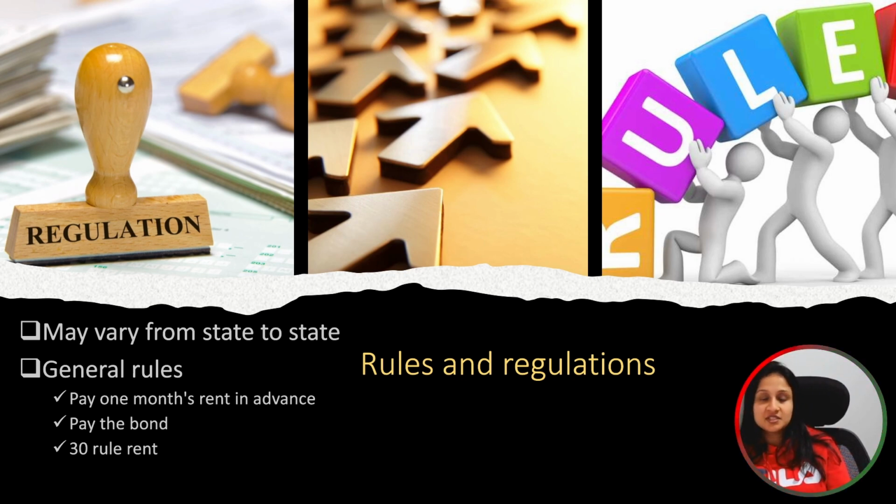So the first rule is in most states, you will typically be asked to pay 1 month's rent in advance, or else 4 weeks' rent. The next rule is you will be asked to pay a bond. In most areas of Australia, you will need to register this bond with a state government body. At the end of your tenancy, your property manager or the landlord may decide to withhold some of your bond to cover any damages if there are any.